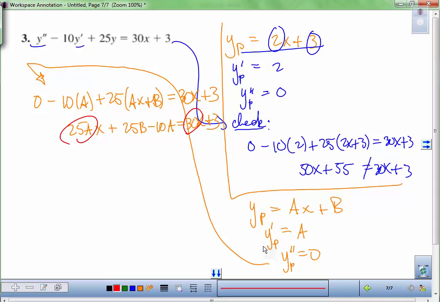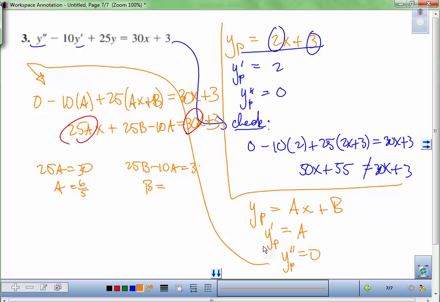Coefficients of x would be 25a and 30. So we know that 25a has to equal 30. And then, Deborah, what was it? 6/5. That's your first. In guessing that, we would have never gotten that guess. You got some weird looking fraction. And then you got 25b minus 10a is equal to 3, sorry. And knowing that a is equal to 6/5, you can work this out also.